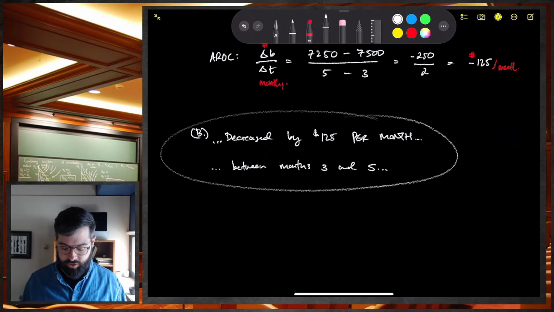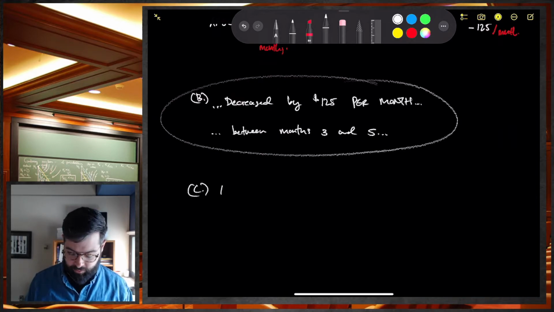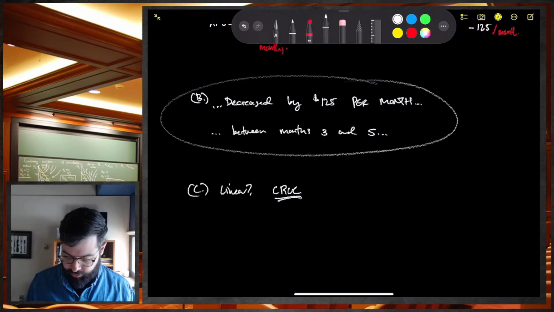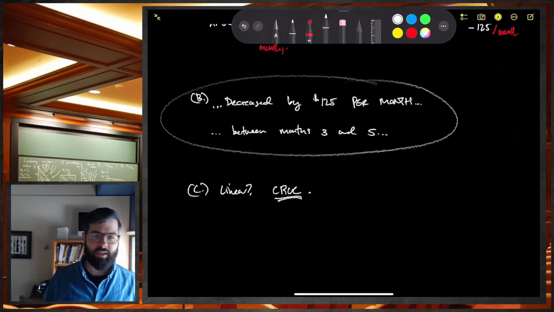Okay. And then part C is asking, is this linear? Well, how do you know if something's linear? Linear means it has a constant rate of change, right? So having a constant rate of change means that your average rate of change is always the same. And if you take a look at the table, you might see that even just between months 1 and 2, how did the account change? It went up by $1,600, okay?